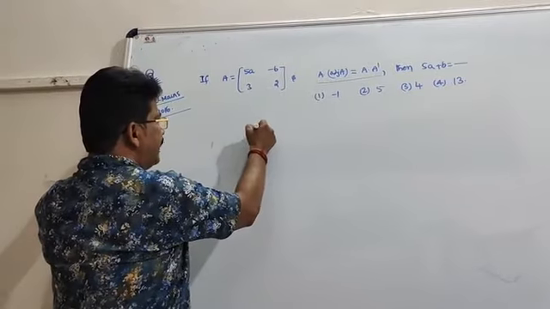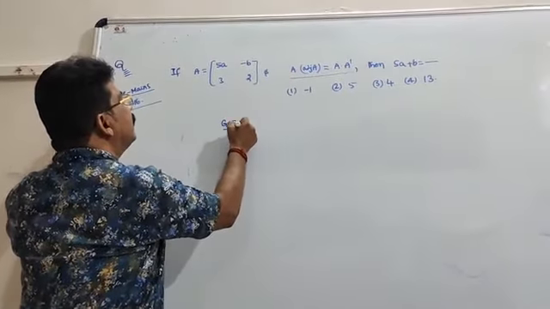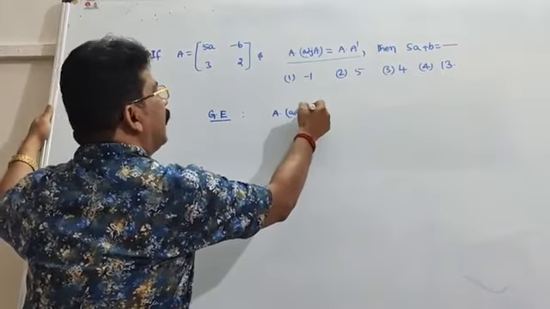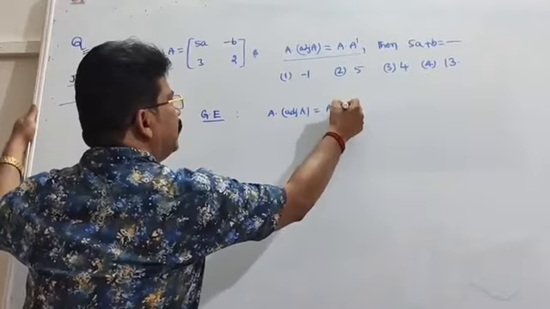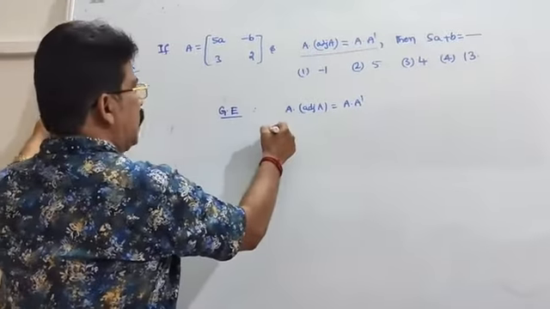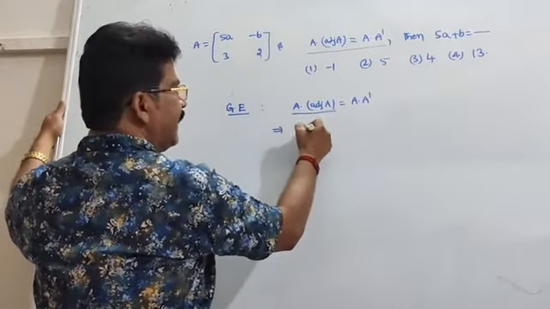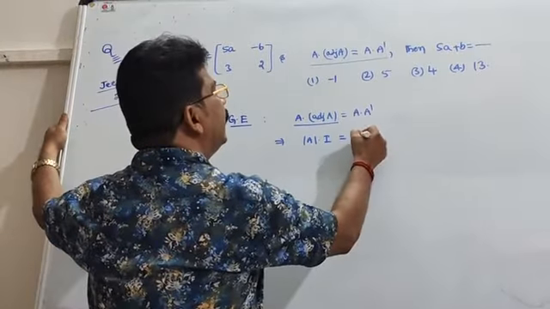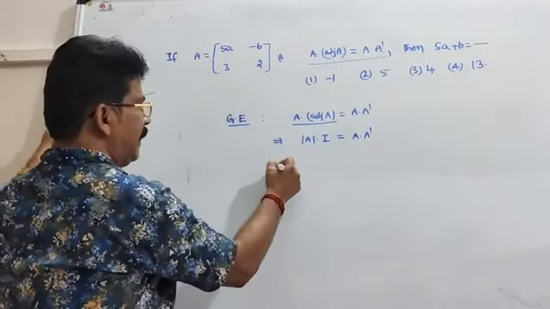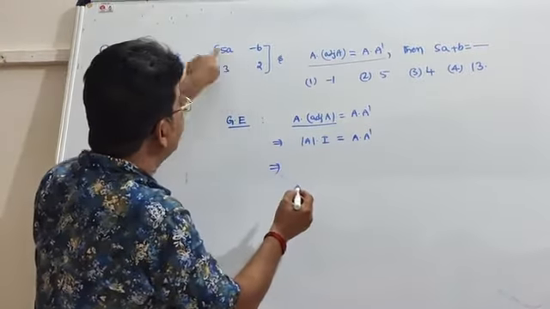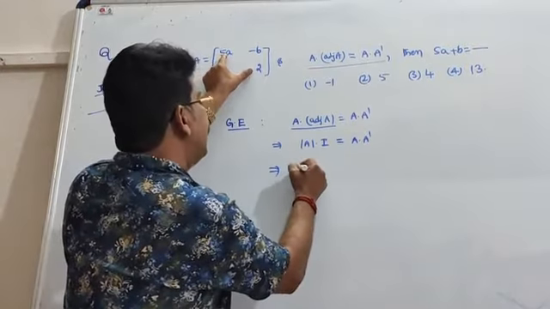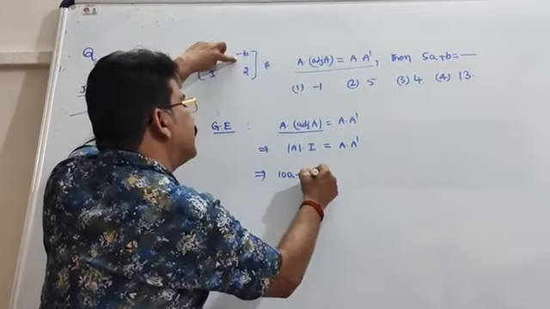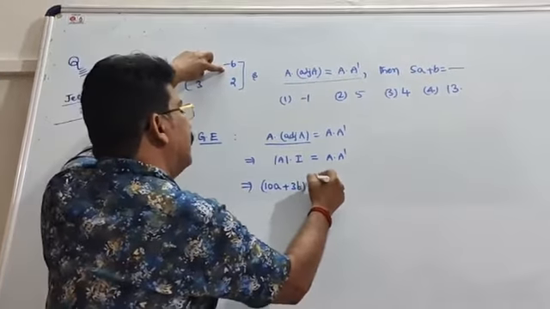Okay, the given equation is A into adjoint A equal to A into A transpose. So actually A into adjoint A equal to determinant A into I, that is equal to A into A transpose. What is determinant of A? AD minus BC, 10A plus 3B. It is a scalar into I.